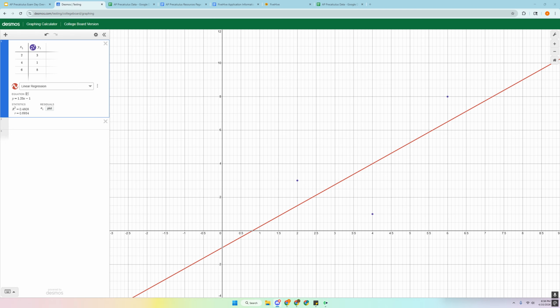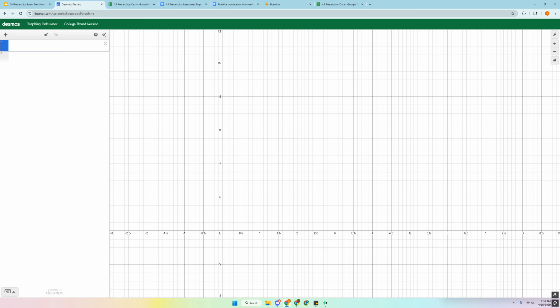On the AP exam, Desmos will be in this top right corner, built into Bluebook, the testing platform. It's called Bluebook. So this is how you would do regressions.